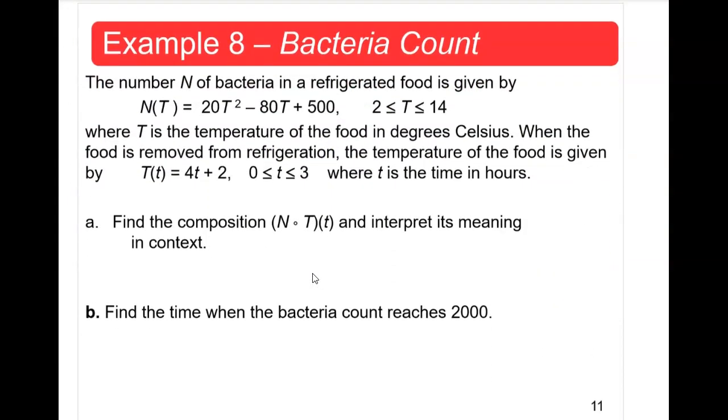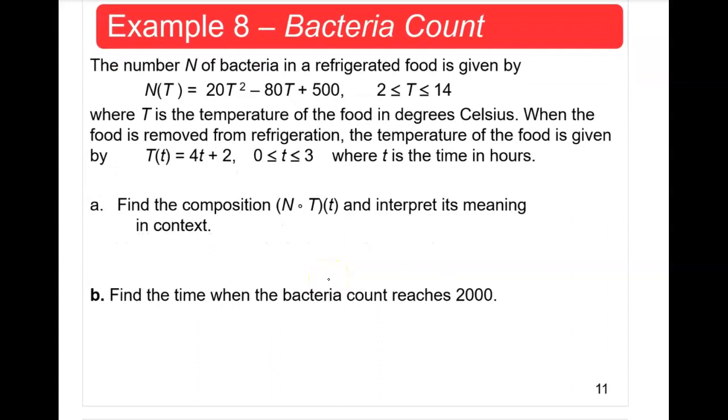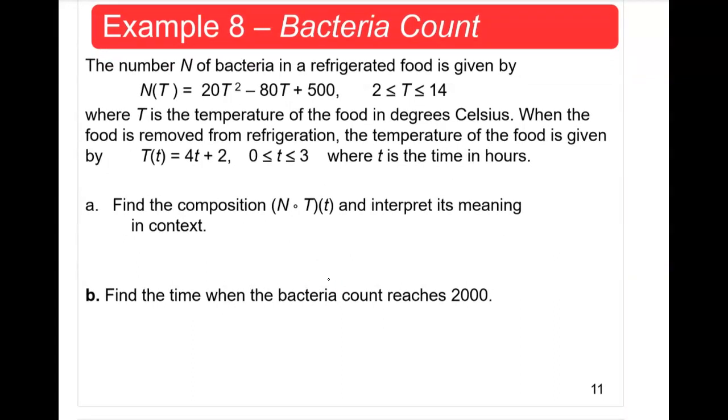Okay, so we have the application, and I just want to tell you that I do like this problem a lot. I find it very interesting. I don't know if you grew up in a family like mine where my grandma would never let us put food that was hot or still warm in the fridge, because she would say that the food was going to go bad.